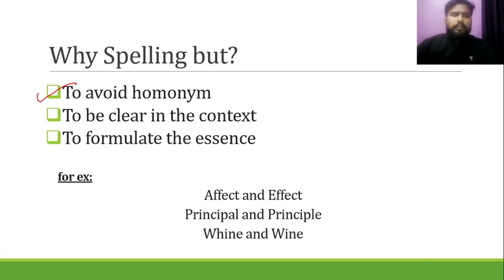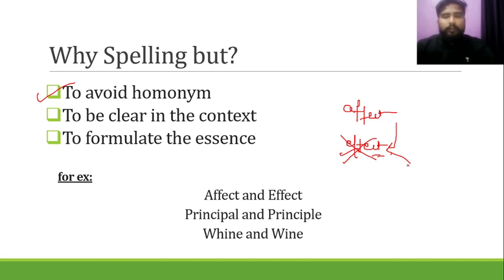Say for example, you made a spelling mistake like this. You have to write affect, but you wrote effect. This spelling is totally correct for effect, but here there is no use of it. You wanted to write affect. This spelling is right, but not in a contextual way. The meaning is correct.